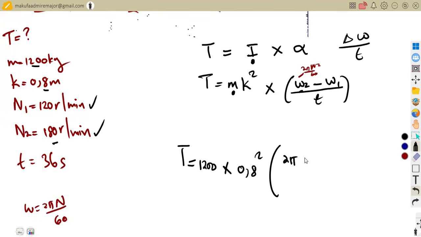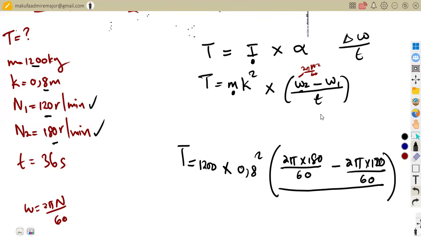N2 is 180 over 60, minus omega1, which is 2 pi n1, which is 120 over 60. So this is it. You can even calculate these on your formula, or calculate them aside. I'm just showing you different ways of doing it, over the time, which is 36 seconds. So this is going to multiply whatever you have from this one.